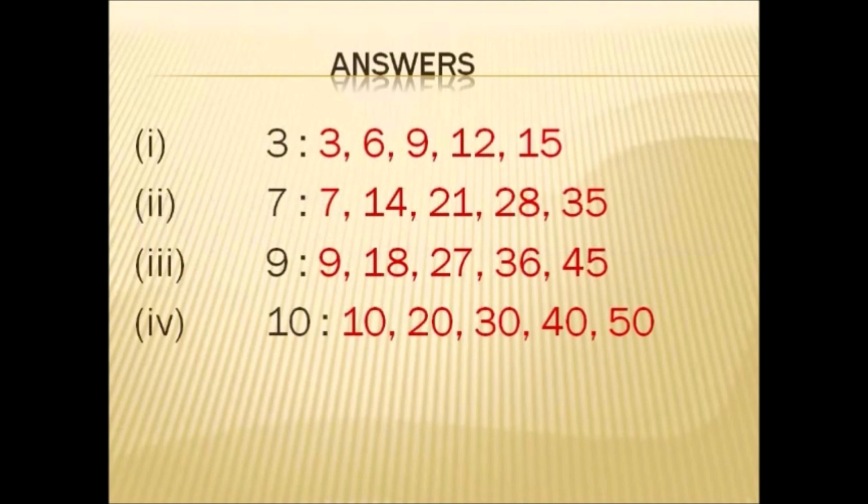Check them. 1: 3, 6, 9, 12, 15. All of them to get that correct. 2: 7, 14, 21, 28, 35. 9, 18, 27, 36, 45. And 10, 20, 30, 40, 50. Those are your 5 multiples for each of those numbers. So you must be able to do that. If you're going to list the multiples, you must know the tables.